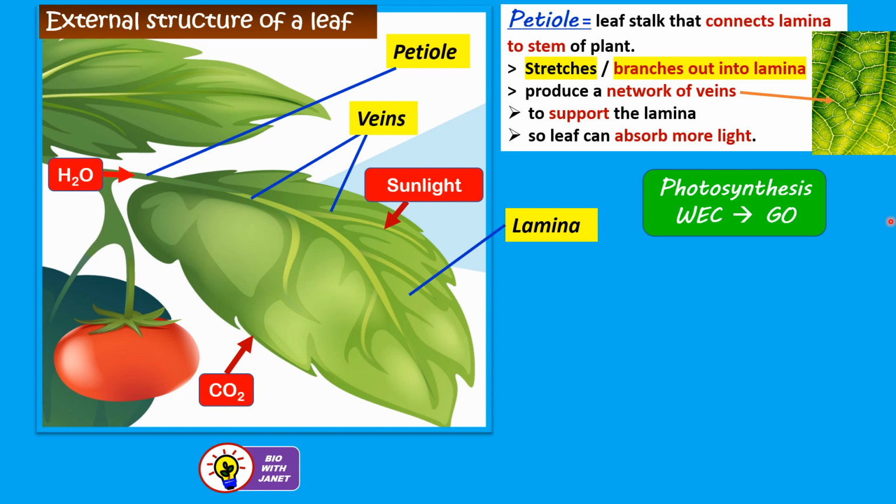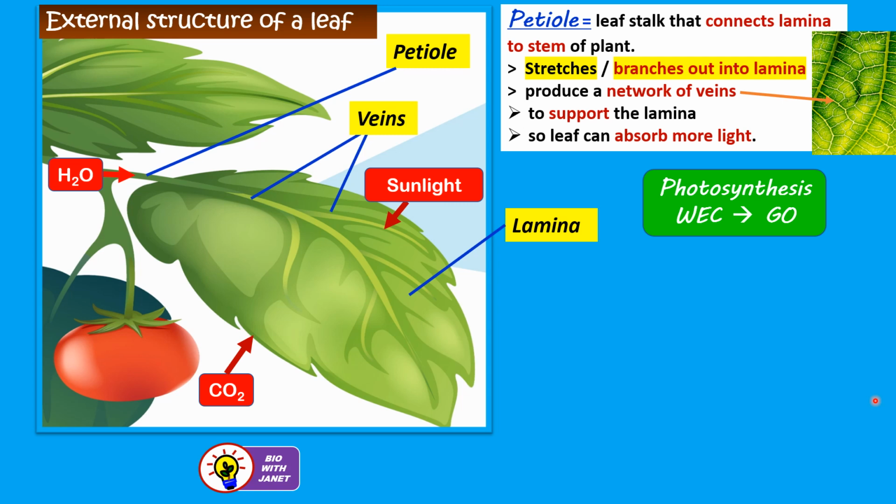So the petiole also has another function: to support the lamina so that it can be held in a horizontal position, so the leaf will absorb more light coming from the top. In a horizontal position, the surface area is bigger, that is exposed to the sunlight, so more light is absorbed by the cells that have chlorophyll here for photosynthesis.